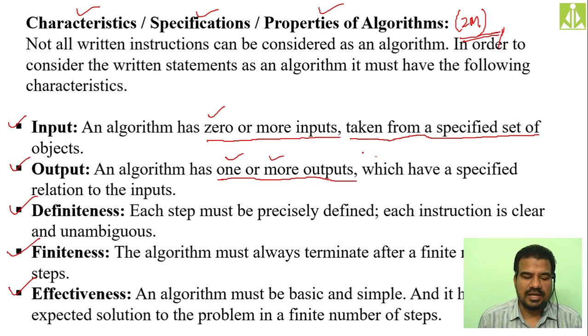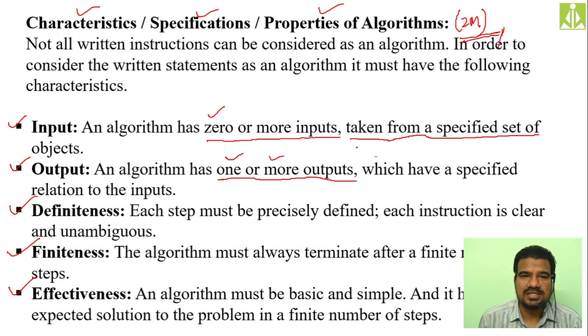Okay, so next thing is definiteness. Already we discussed this definiteness step. Each step must be precisely defined. I told you we cannot put anything as a step in the algorithm. It must be logically related to the given problem. Then only you put that step as an instruction or as a statement into the algorithm. So each step must be precisely defined and each instruction is clear and unambiguous.